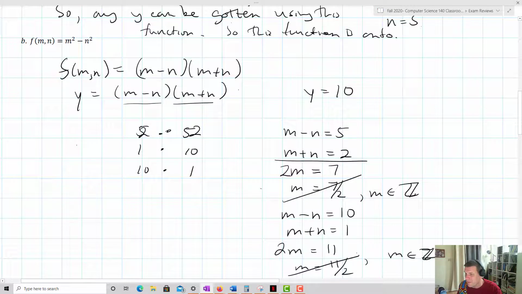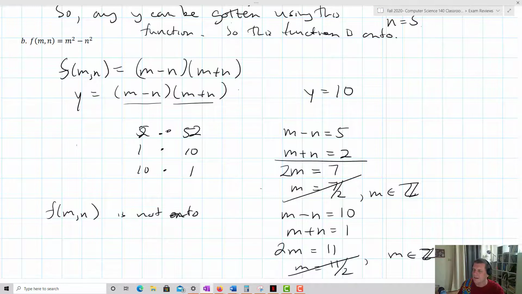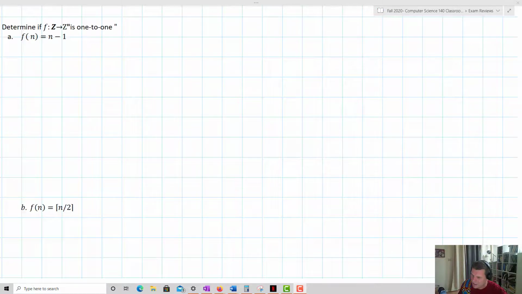Now there's no other factors that we have for 10, so consequently that means that there's no way to get 10 from m squared minus n squared. It's impossible. So consequently, f of (m, n) is not onto. There is my counterexample: there is an integer, an element of Z, that we cannot get to using two integers, m squared minus n squared.